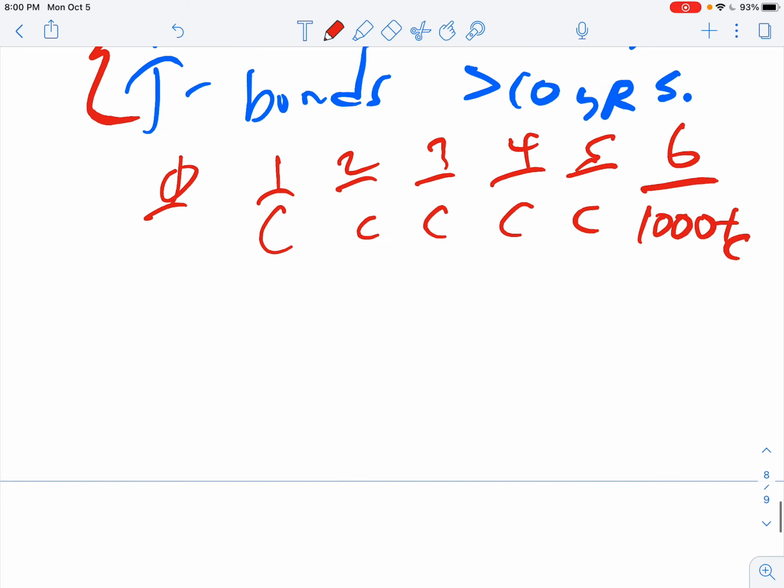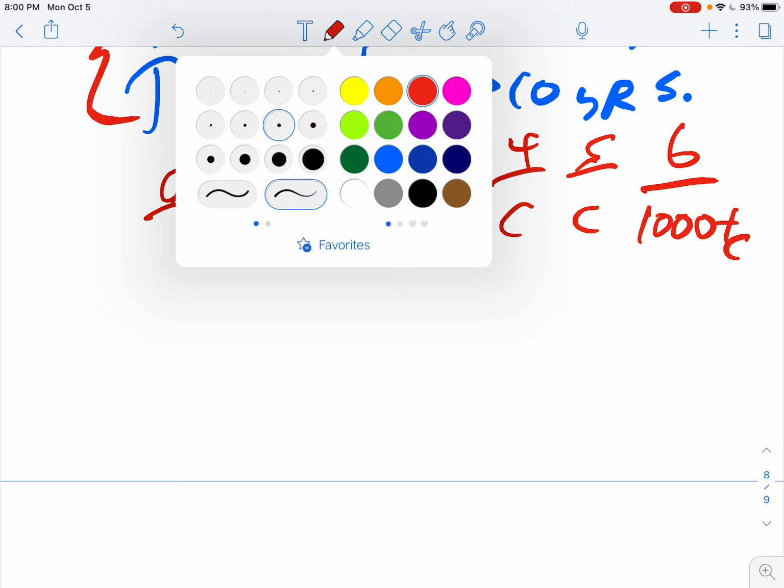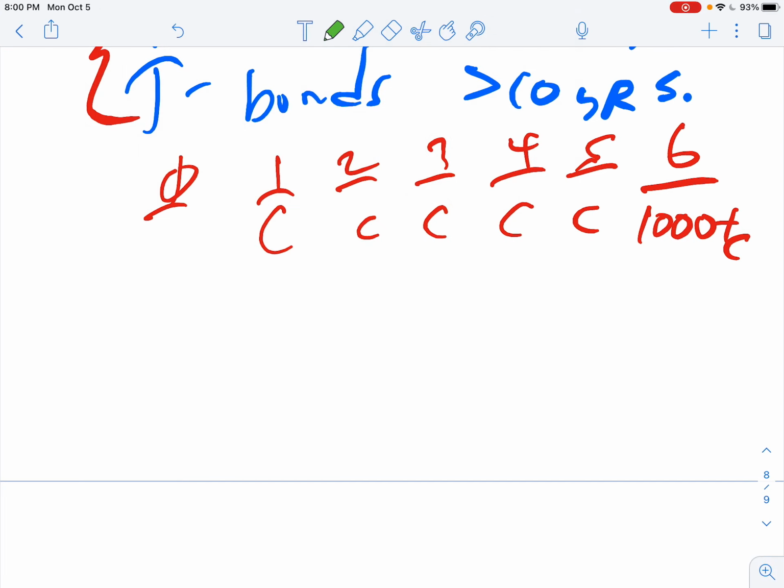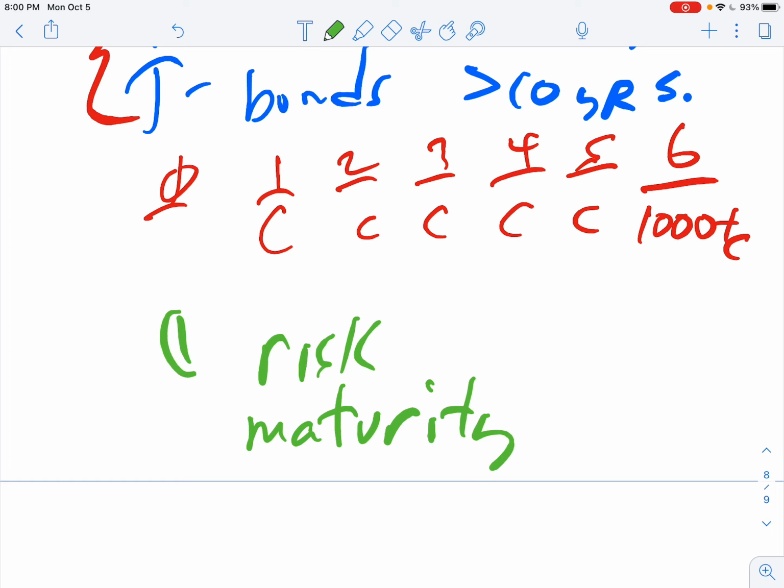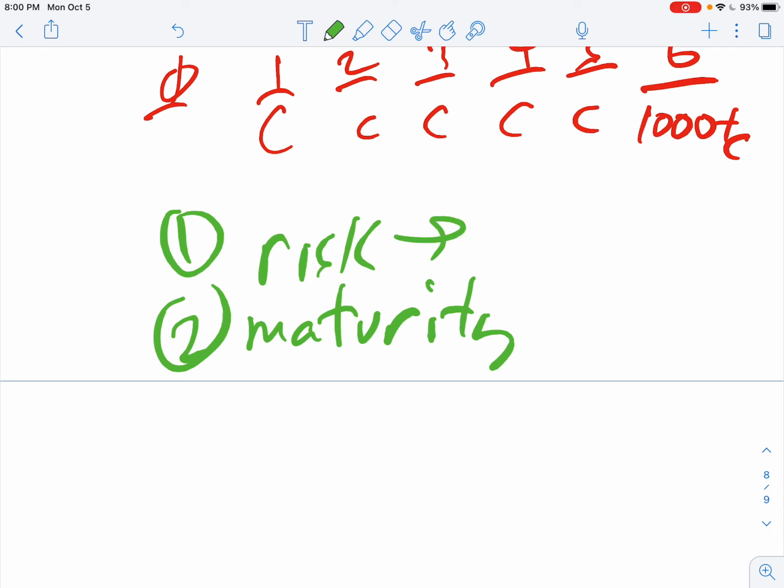Okay, so when people are trying to analyze bonds, they typically look at, I guess, the two most important aspects of a bond, and that would be its risk and its maturity. Now, some people might disagree, so I'll just say risk and maturity. And when we talk about risk, we're really thinking about the default probability associated with the bond. And maturity is just obviously maturity, nothing special about that.